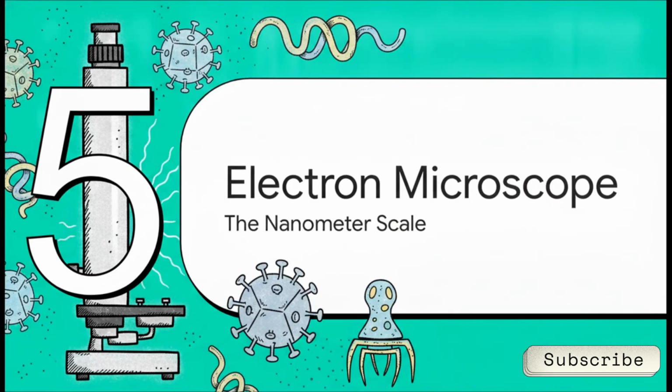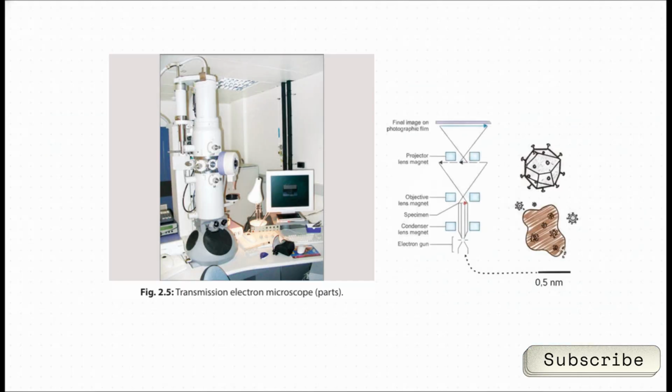Finally, Section 5. The Electron Microscope. We are totally leaving the micrometer world behind now. We're diving deep into the nanometer scale with the ultimate tool for viral detection. It's crazy how completely different an EM is from a standard light microscope. Look at the towering transmission electron microscope, or TEM, and its internal pathway.